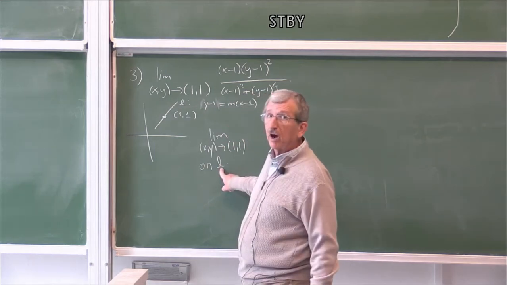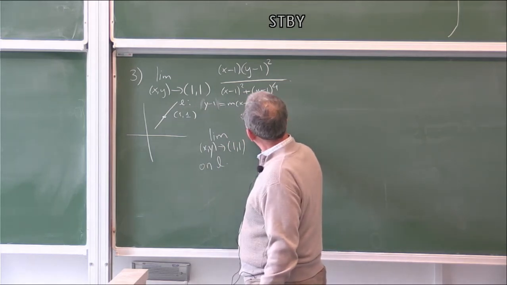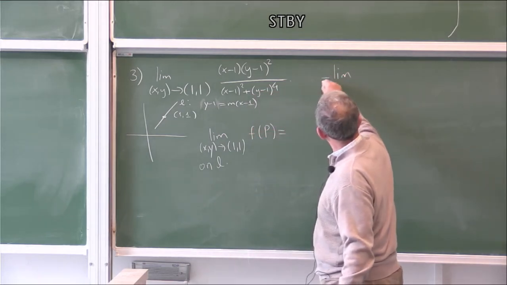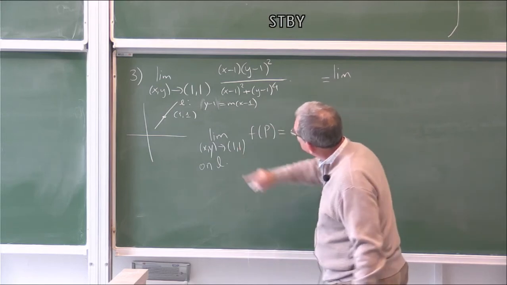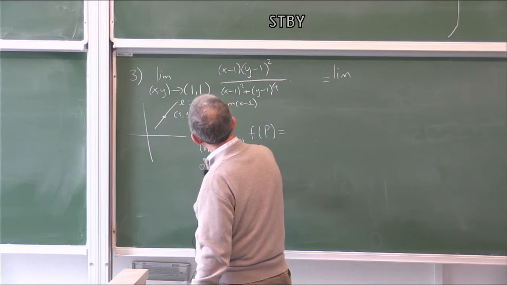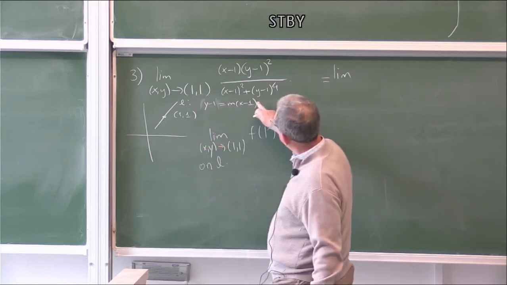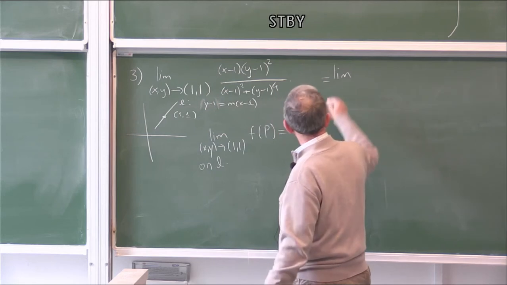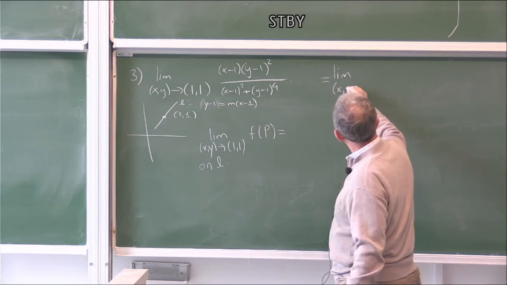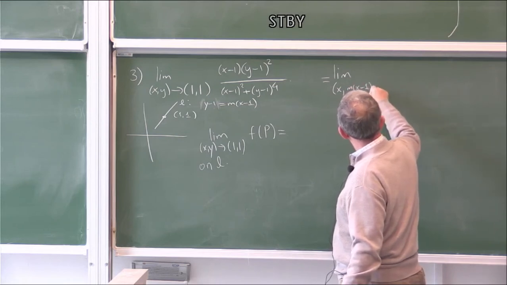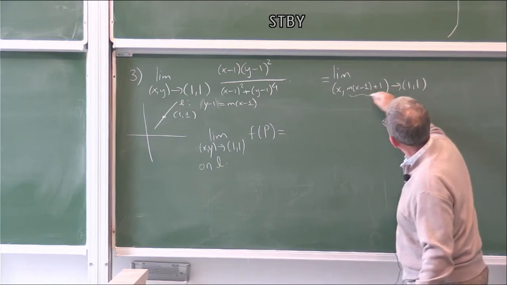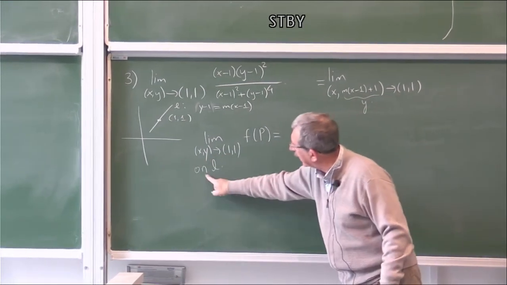L is arbitrary, however, so let me just say f of p. This is the limit as (x, y) goes to (1, 1). Well, y is m(x minus 1) plus 1. So it is x, and y is m(x minus 1) plus 1, going to (1, 1). This is y, because we are on L.